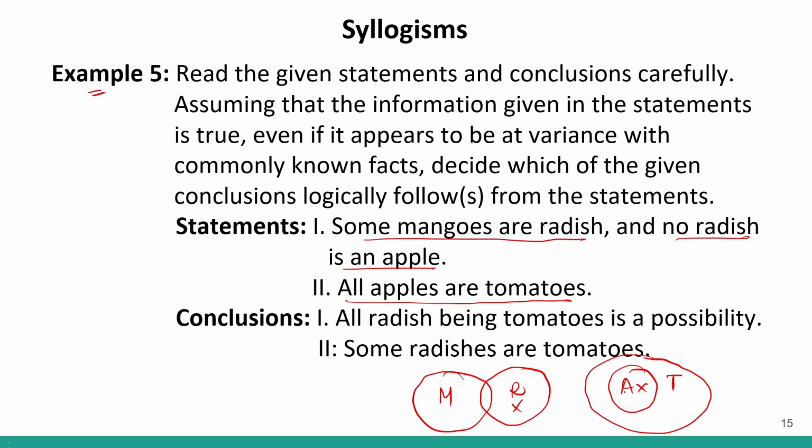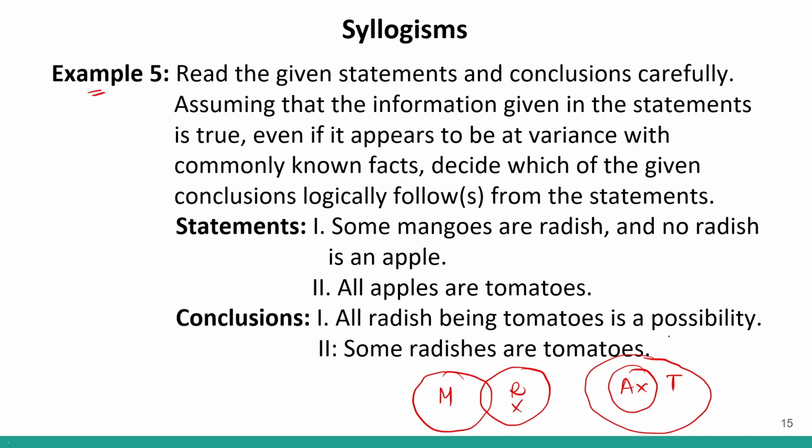Based on this Venn diagram, I have to say whether these conclusions follow or not. Conclusion 1 is all radish being tomatoes is a possibility. So now it is saying in the conclusion that it is a possibility. So we will focus on whether it is a possibility or not. If it is a possibility, then this will be correct. Because if the conclusion was just that all radish are tomatoes, it would have been a different conclusion. But when we add the words is a possibility, then we don't have to see whether it is definitely true or not. So now let us see.